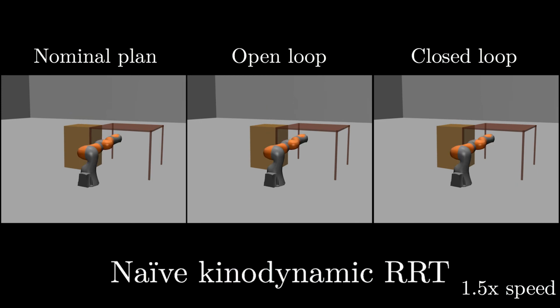However, a plan returned by a naive kinodynamic RRT exits the trusted domain, exploiting errors in the learned model, resulting in open and closed loop executions which collide with obstacles and fail to reach the goal. This suggests that it can be crucial to plan trajectories which explicitly remain within the trusted domain of the model in order to ensure safety and goal reachability.